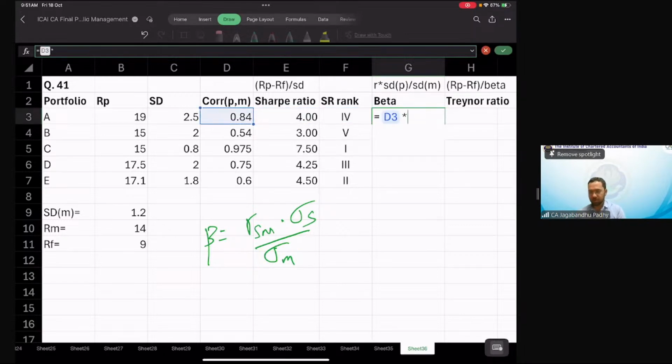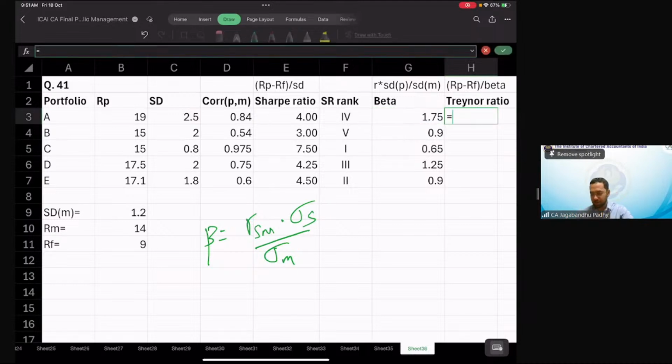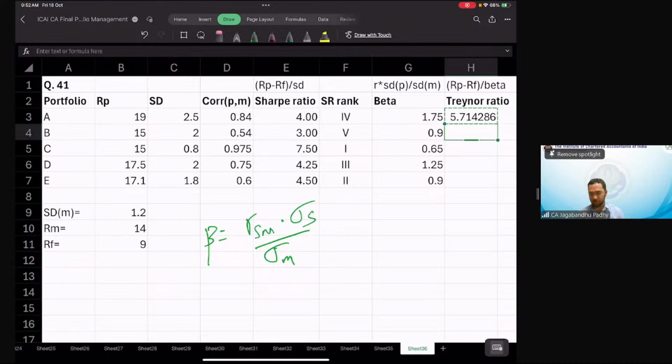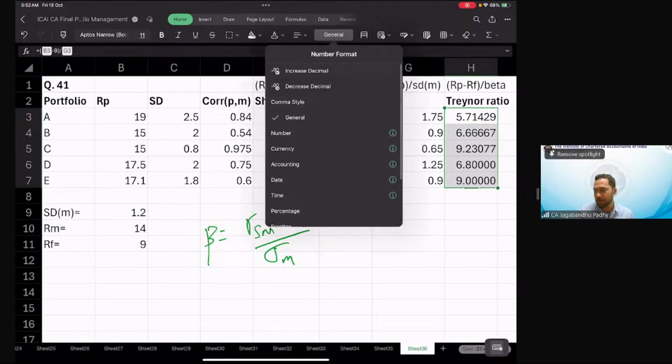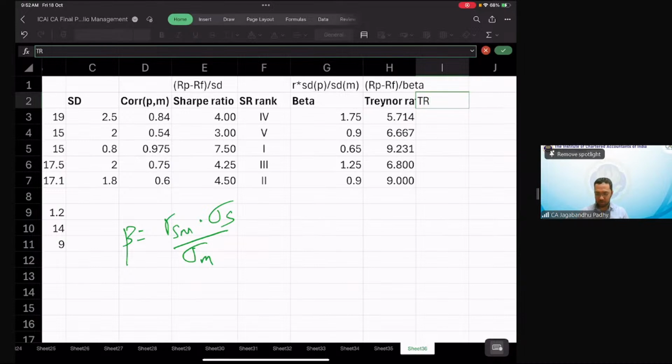So we know the correlation number. We multiply it with standard deviation of security and divide by standard deviation of market, which is 1.2. So on the same lines, we got the beta numbers. Now, these beta numbers can be used to compute the Treynor ratio, which is return of portfolio minus the risk-free rate of 9, and you divide it by beta values. So we got the Treynor ratios also. Now again, based on this Treynor ratio, we are going to rank the portfolios. So Treynor ratio rank.